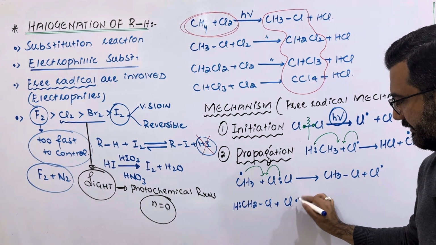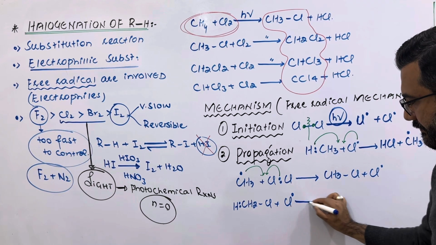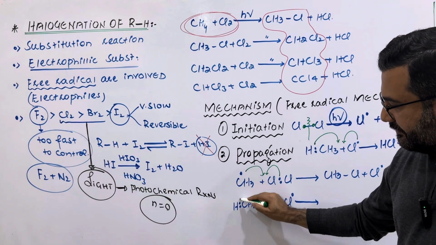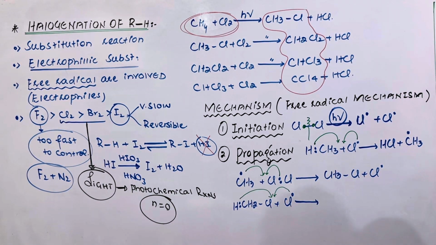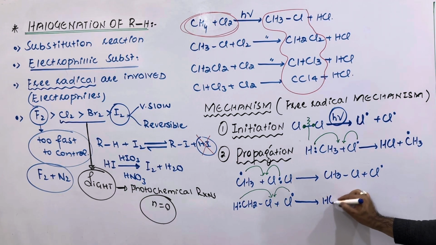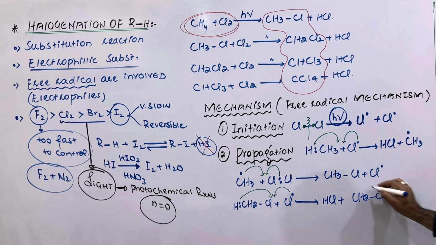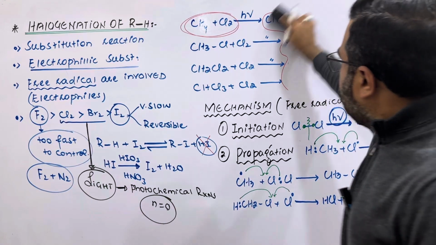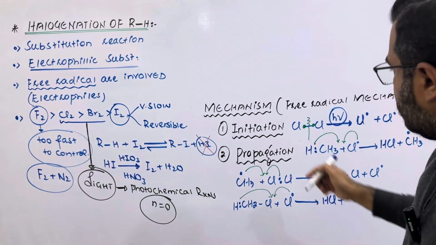It will react with this chlorine free radical. As a result, now again one electron of the hydrogen and one electron of the chlorine will be shared. You will get HCl and then you will get CH2Cl. This one will be the free radical produced. This reaction will keep on going until and unless all the hydrogens are replaced by the halogen atoms.